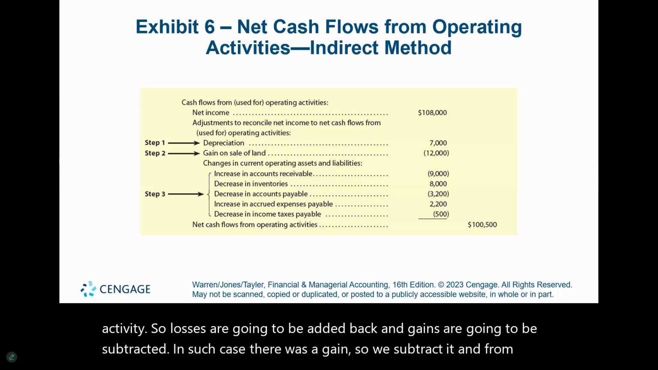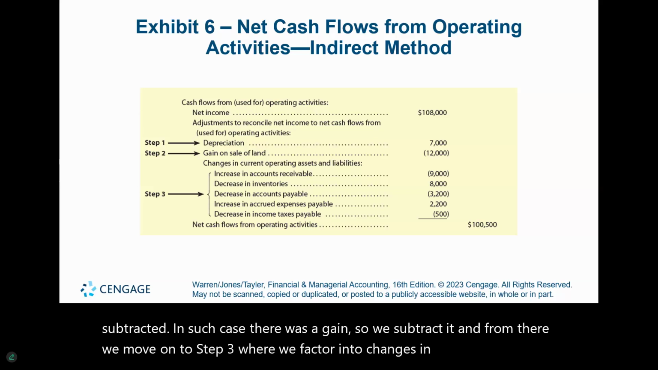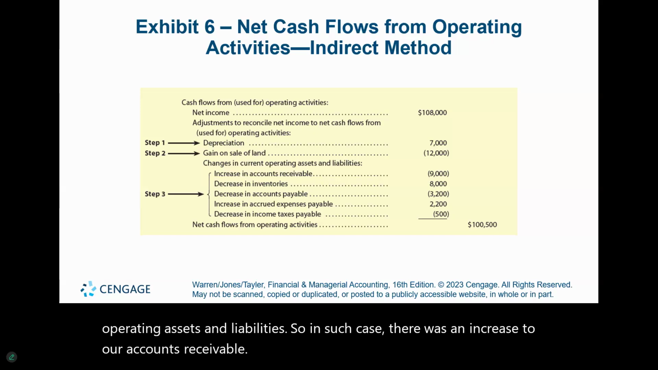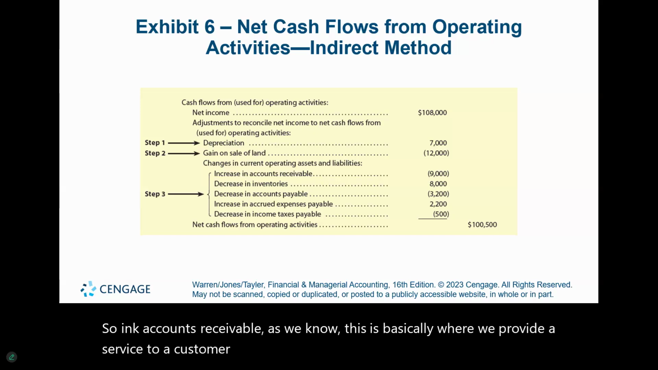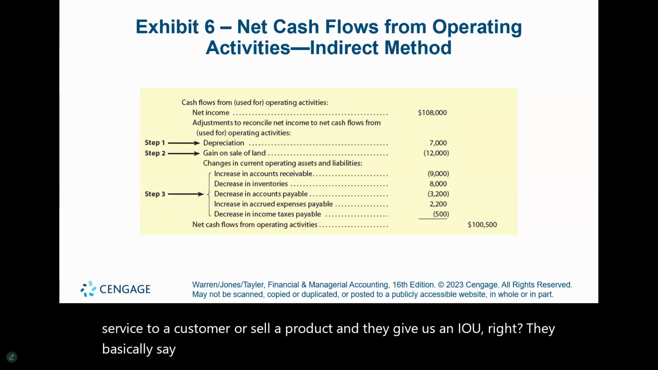And from there, we move on to step 3, where we factor in the changes in current operating assets and liabilities. So in such case, there was an increase to our accounts receivable. So in accounts receivable, as we know, this is basically where we provide a service to a customer or sell a product and they give us an IOU, right? They basically say, hey, I'll pay you later.